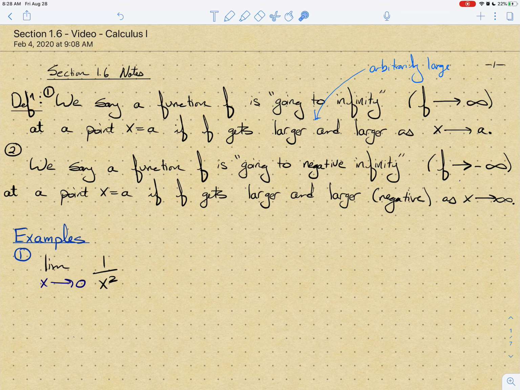On a similar note, we say f is going to negative infinity, which we'll just put a negative symbol there, at a point x equals a, if f is getting larger and larger, but the values are negative. So when I say larger and larger negative, I mean like negative 2, negative 3, negative 4, negative 5, so on and so forth, as x goes to a. All right, well, let's dive in and do an example.